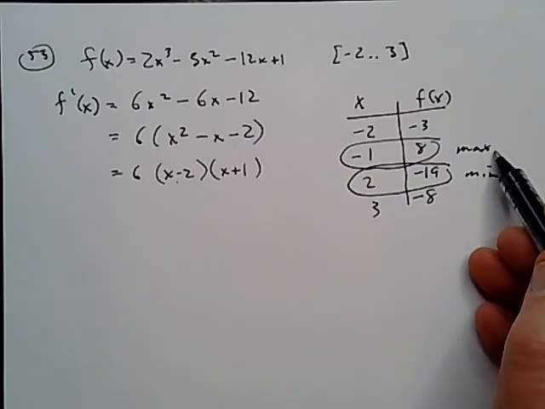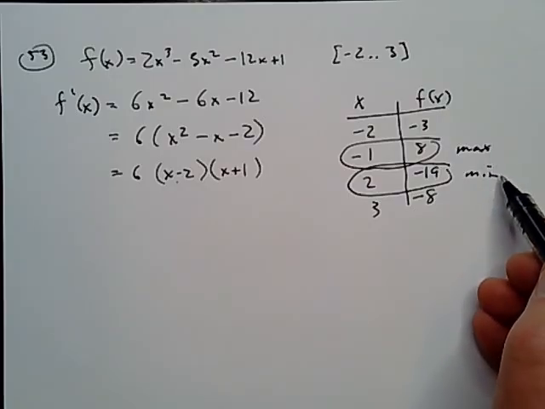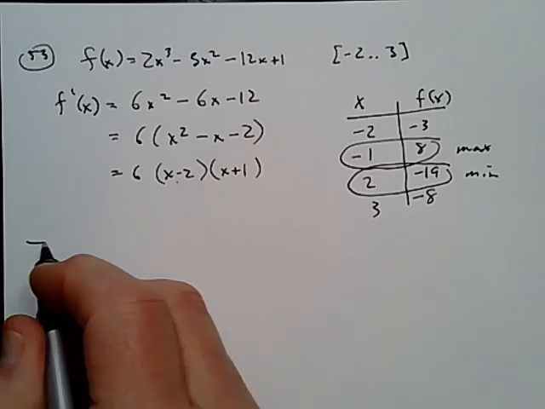Okay, so the absolute maximum is associated with the critical number -1. The absolute minimum is associated with the critical number 2. One of them's an endpoint, one of them is not. Okay, great. That was 53.